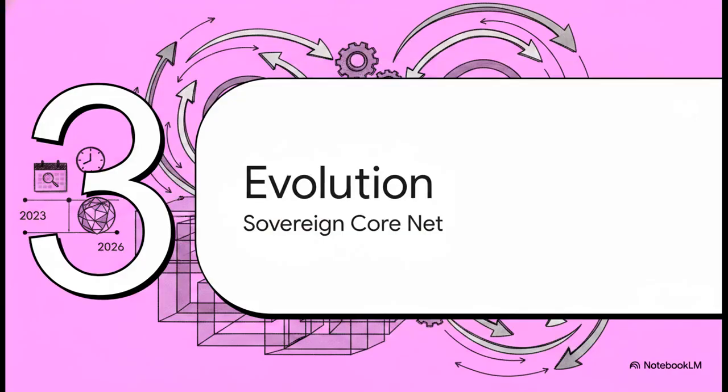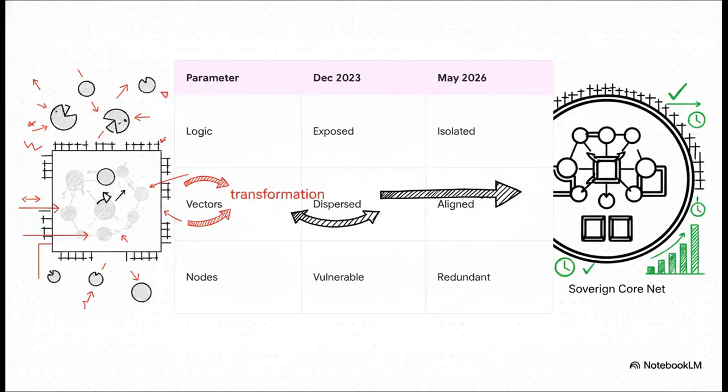All right, Section 3, evolution, before and after, the sovereign core net transformation. Obviously, this level of sophistication didn't just happen overnight. We're looking at a massive leap in capability from its pretty exposed origins in late 2023 to its fully hardened state by the spring of 2026. And this brilliantly illustrates that transformation. The difference is just staggering.